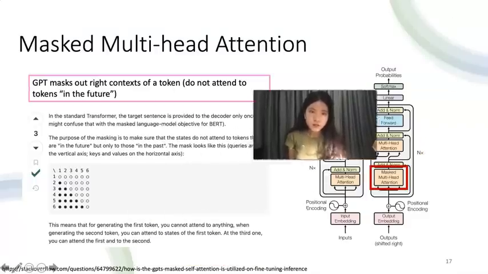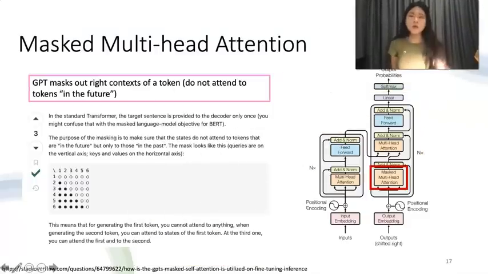Right, and now let's talk about the masked multi-head attention. So in the standard transformer, the target sequence is provided to the decoder only once. The purpose of the masking is to make sure that the states do not attend to tokens in the future, but only to those in the past. So the mask looks like this. Queries are on the vertical axis, keys and values on the horizontal axis.